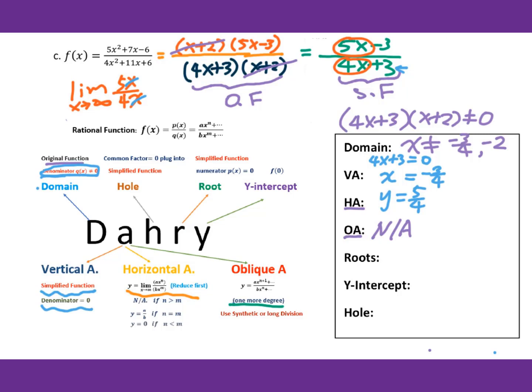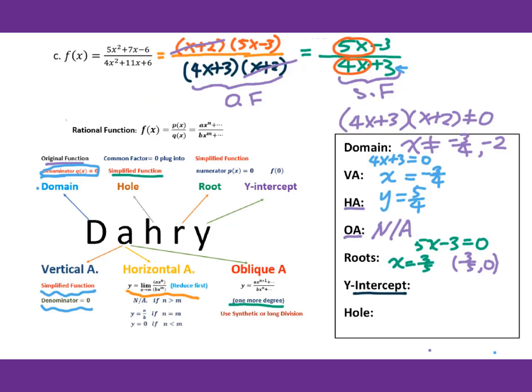For roots, go to the simplified function. Therefore, you will make 5x minus 3 equal to 0. So x equals 3 over 5, which means (3 over 5, 0) will be the root. For the y-intercept, that's f of 0. I'm still using the simplified one. So you get 5 times 0 minus 3 over 4 times 0 plus 3. So the answer will be negative 1. For the y-intercept, that's (0, negative 1).